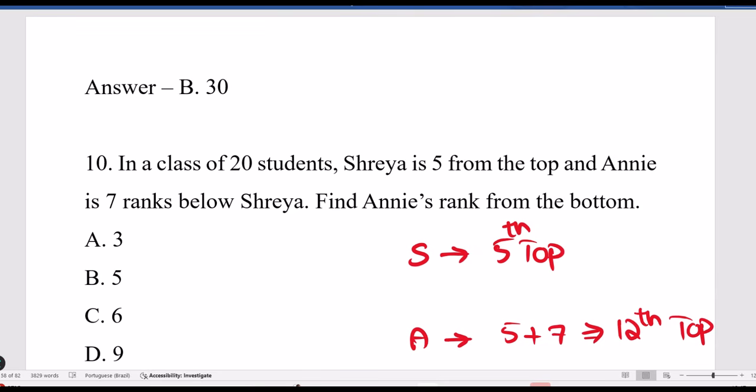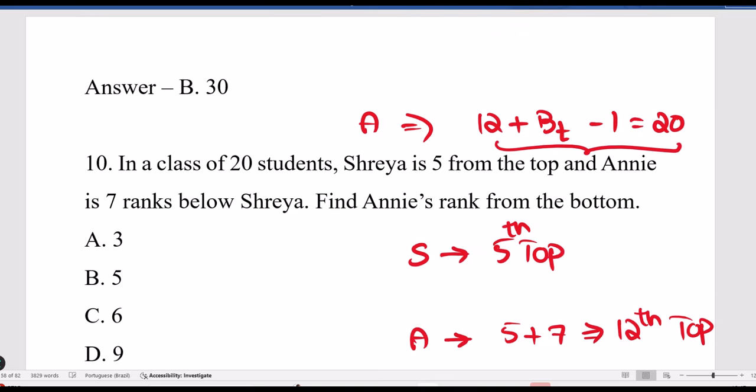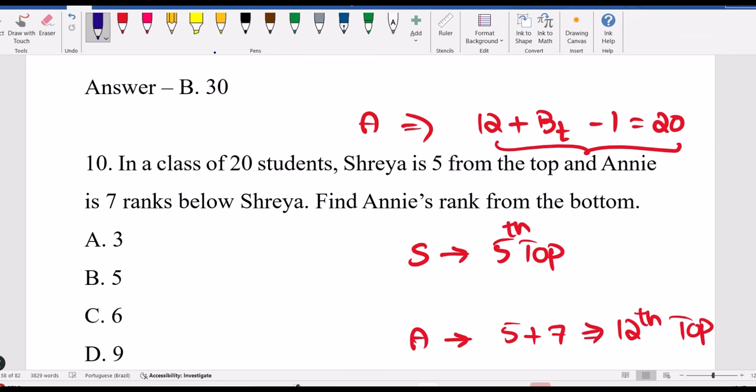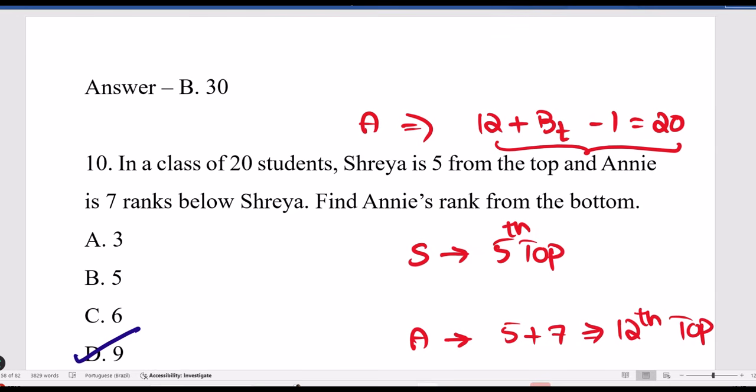Now what is the bottom rank of Ani? Ani, top plus bottom minus 1 should be equal to total 20. Then it should be 9. 12 plus 9, 21. 21 minus 1 is 20. Top plus bottom minus 1 is total. Left plus right minus 1 is total. With respect to some person, Ani, here Ani is the reference. Ani is 12th from top, total 20. Then Ani will be 9th from the bottom.